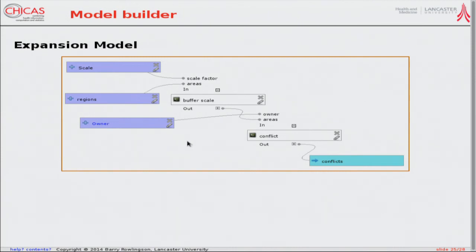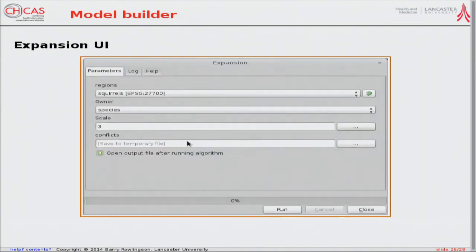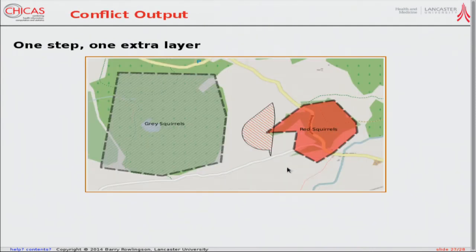And once that's done, you get another nice little user interface that this time gives me the inputs for that model. So in this case, I've got my squirrels region. I have to tell it which variable in my regions identifies the species that I'm testing for conflict. I give it how much I want to increase the region, and it gives me an output to choose. I run that, and I will get another layer with the conflict region in, which I can colour in a nice dramatic red dashed lines.